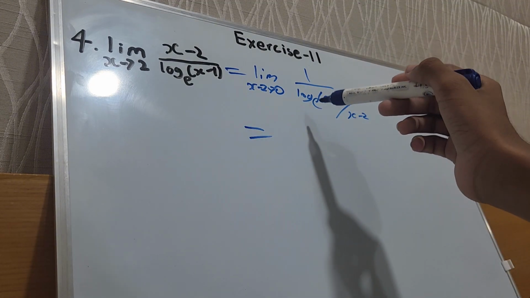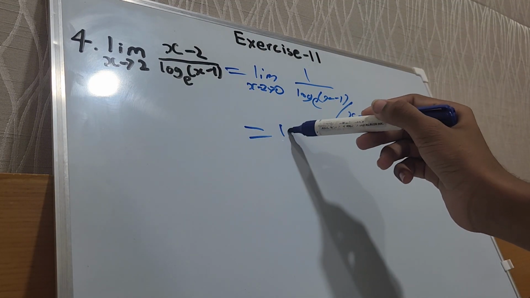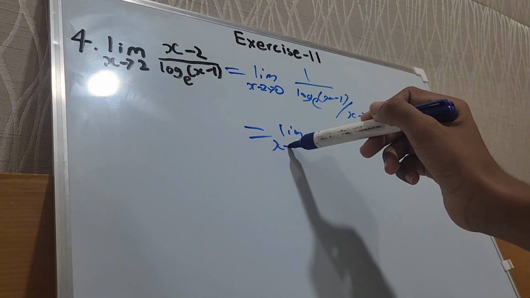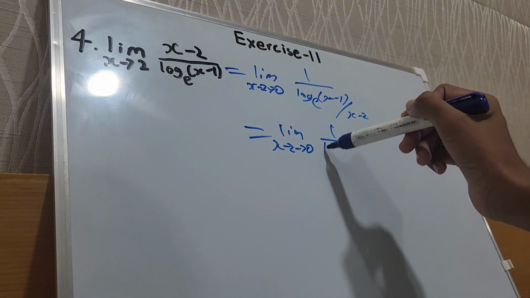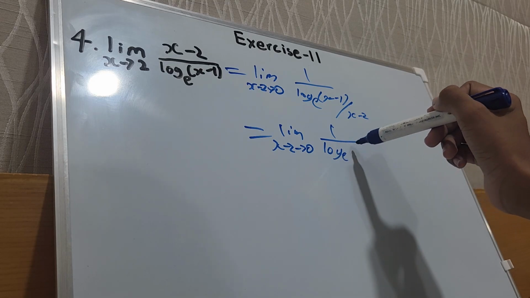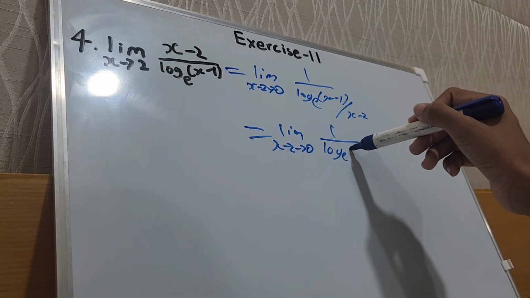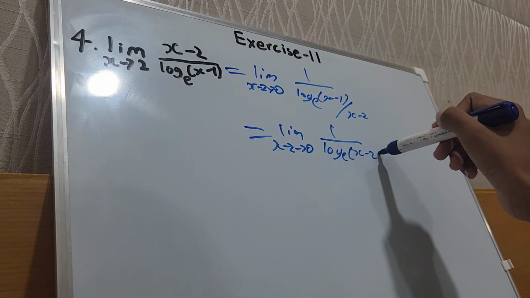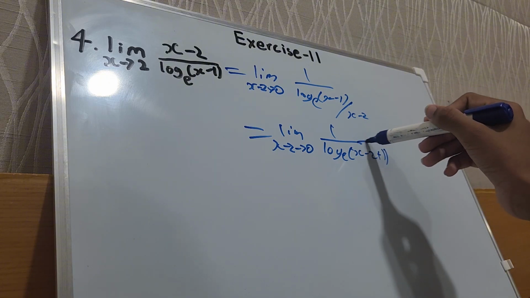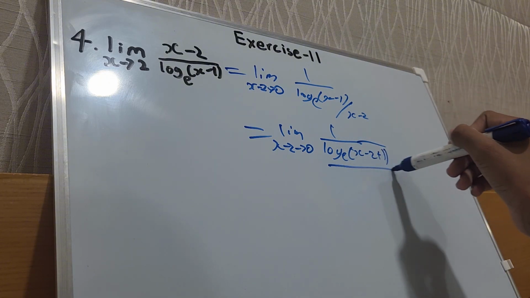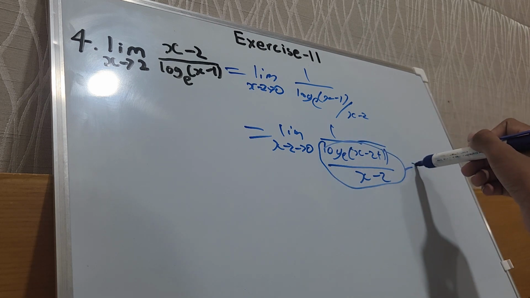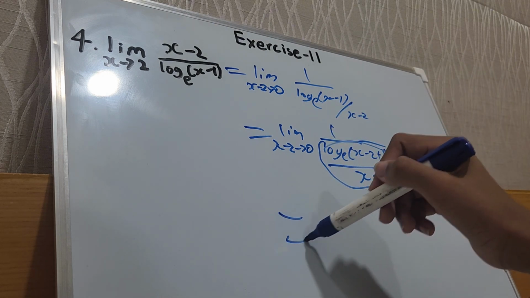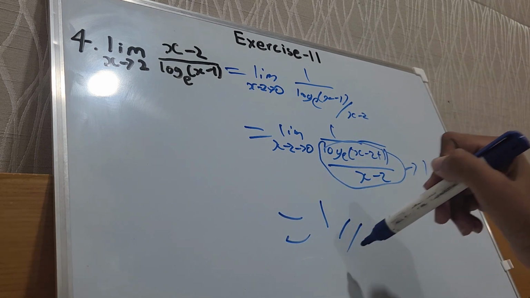So from here, we can take it as limit x minus 2 tends to 0, 1 by log e (x minus 2 plus 1), right? And now you know the third formula I gave you, by x minus 2. This part will become 1. So 1 by 1, what? 1. So that's the answer.